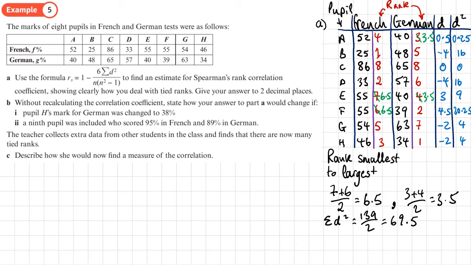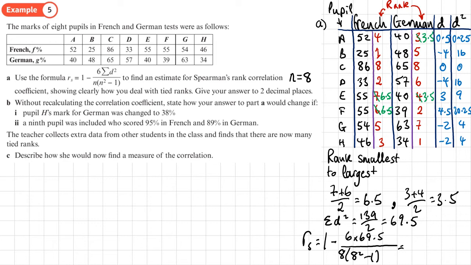Right, so now we can put these into the formula. So I have 1 minus 6 times 69.5 divided by, now we have n equal to 8 because it's 8 pupils. Not sure if I wrote that down anywhere, just write it down here. N equals 8. So I have 8 times 8 squared minus 1.